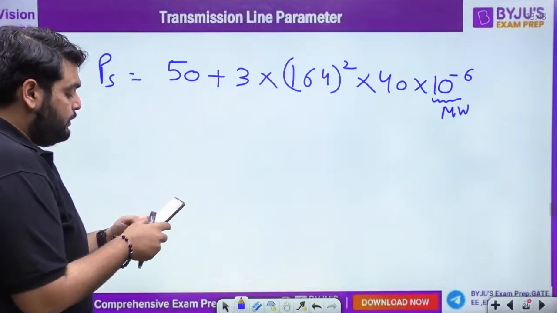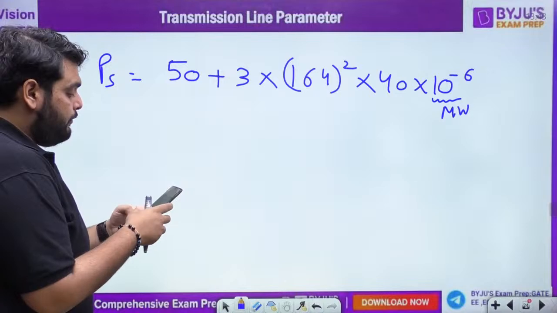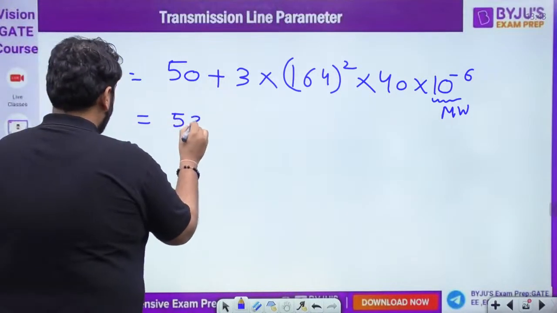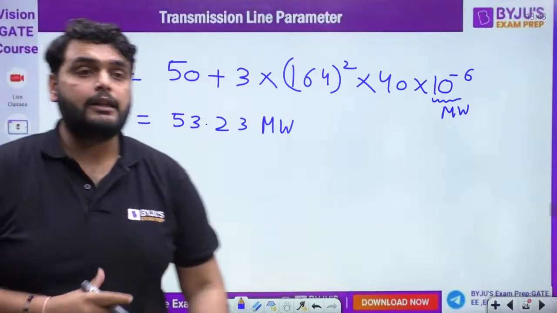So 164 whole square multiply by 40 multiply by 3 divided by 10 raised to power 6 plus 50. So it comes out to be 53.23 megawatt. This is the sending end power.